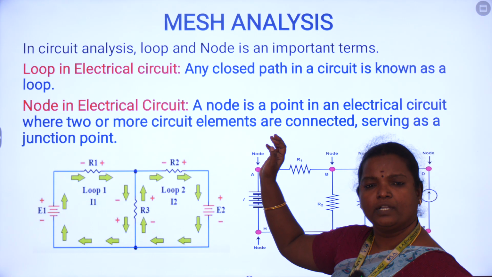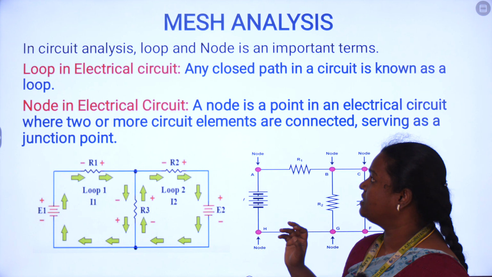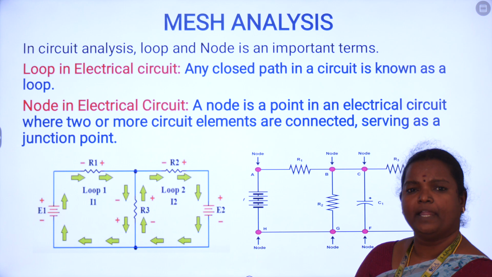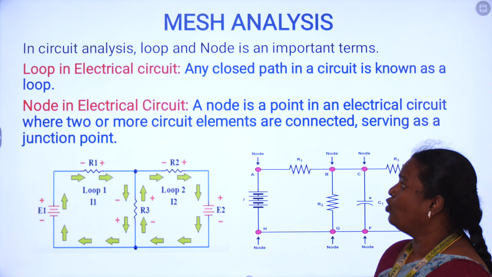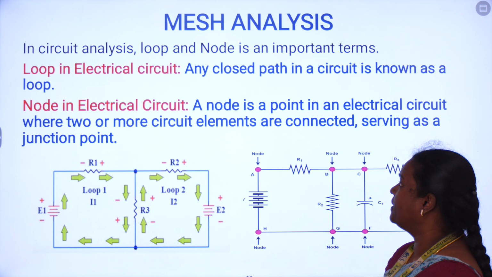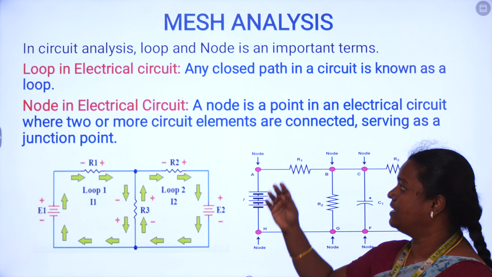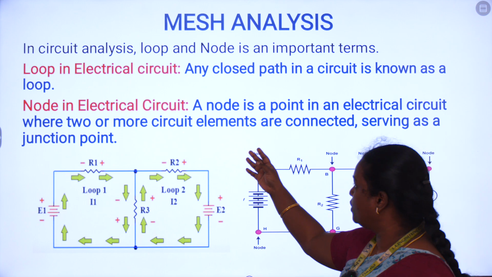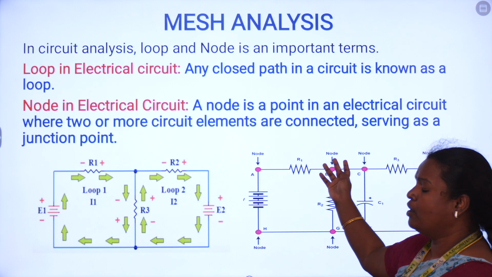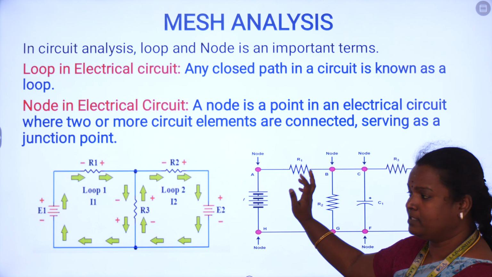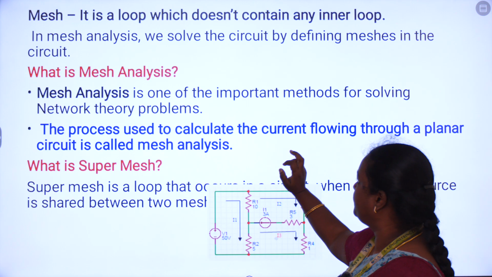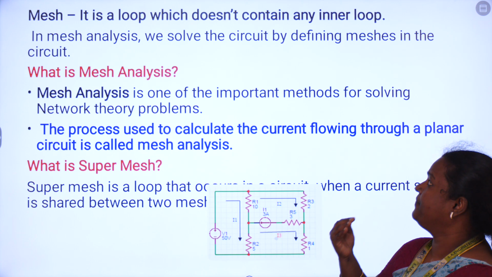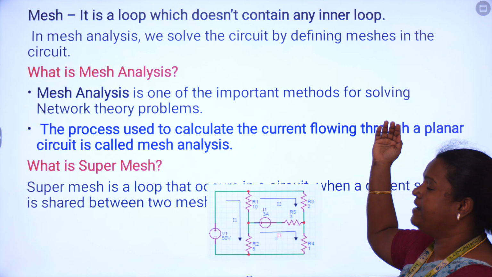So today's session we are going to discuss mesh analysis. So what is mesh? In circuit analysis, loops and nodes are very important concepts. A loop is any closed loop or any closed path. And a node is two or more circuit elements connected together, which forms a junction point. And then mesh: a mesh is a loop which doesn't contain any inner loop.